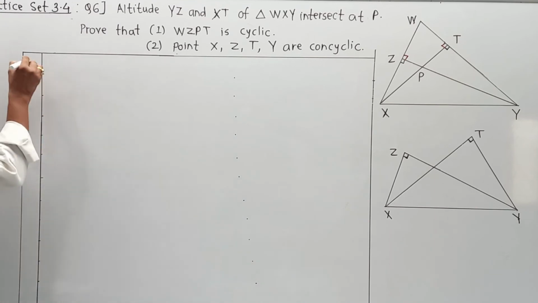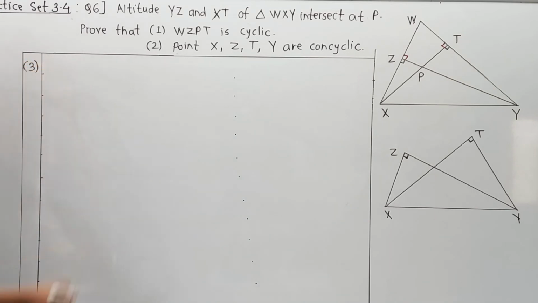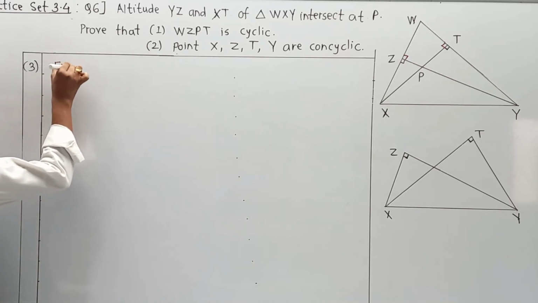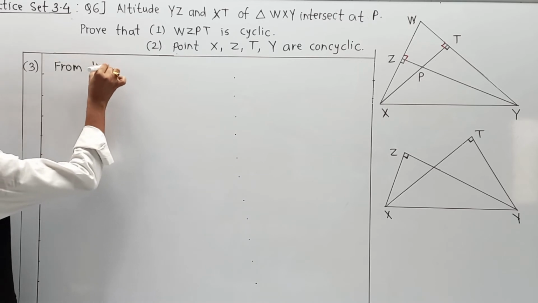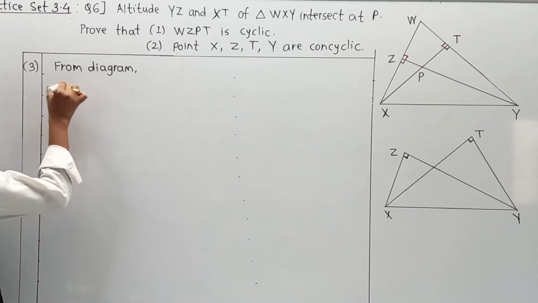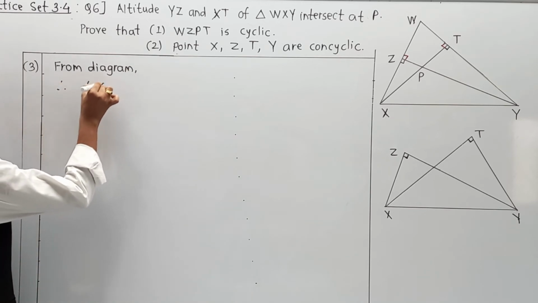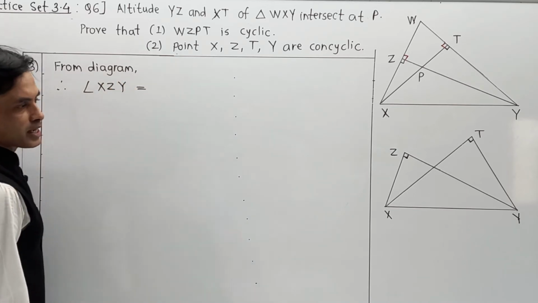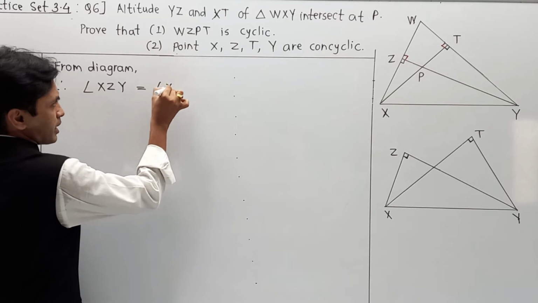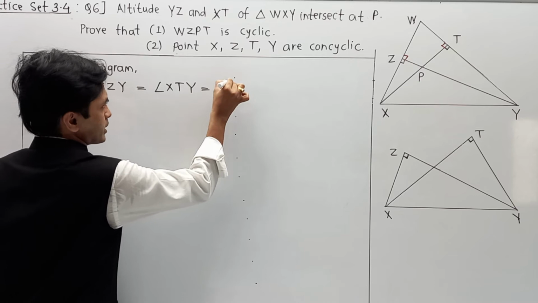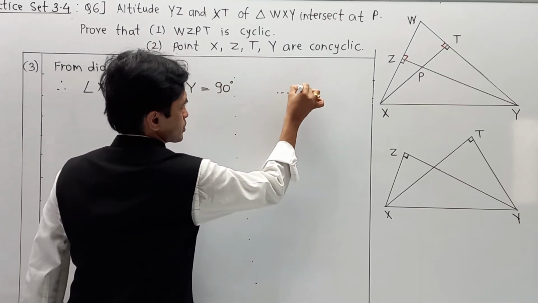So the proof is: here, first of all, I am going to start from angle XZY. From the diagram, angle XZY is equal to angle XTY, and that is equal to 90 degrees. This is given to us, so given.